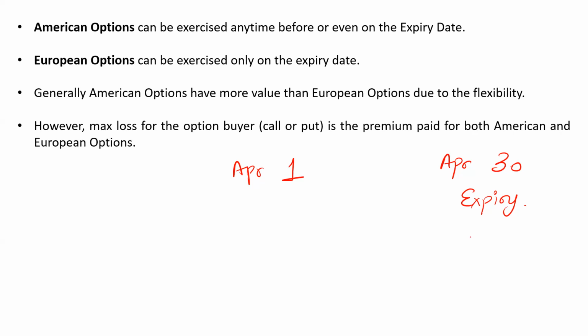A European option can be exercised only on the expiry date. So you cannot decide to exercise the contract between April 1 and April 29. Only on April 30 can you decide to exercise the contract. Generally, American options have more value than European options because they are flexible. So if the European option has a premium of 2, the American option can have a premium of 2.5 or it can even have a premium of 3.